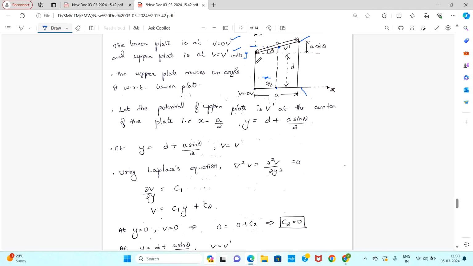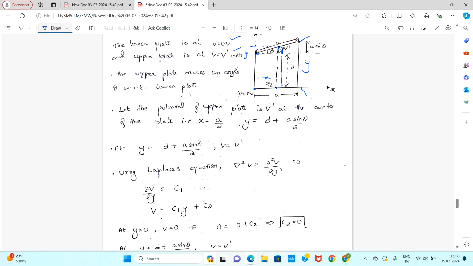So for the y-axis, let's assume that the distance between the two plates is d. Along with that, I have to add this portion also, right? So this distance is d. I need to know what this portion is. This plus this will totally be the y-axis value.